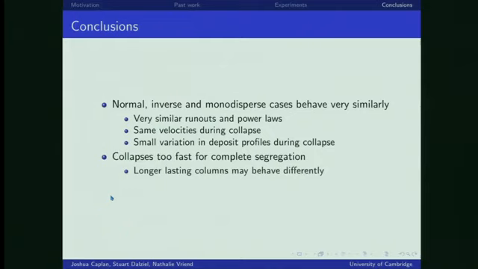So, conclusions: everything looks pretty much the same. Same sort of run-outs, same sort of velocities, possibly some variation in the profiles during the collapse, but not entirely clear. The key thing is the columns I've been looking at are so fast that complete segregation cannot occur. So if you do choose a column height where that is possible, like in real geophysical situations, there might be some differences. So yeah.